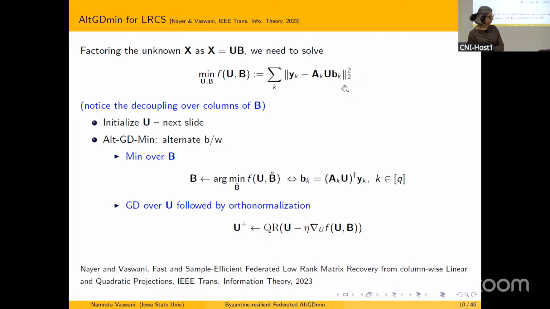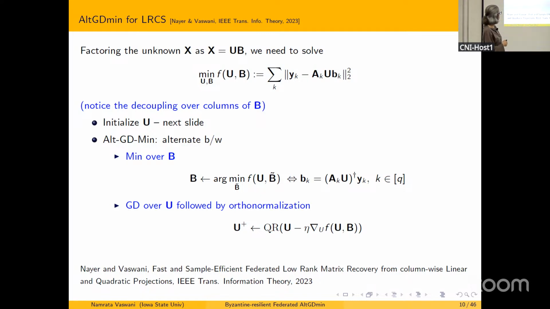So notice from here that you have decoupling over b. So column b_k only appears in the kth term of this summation, whereas U appears in all the terms. So this is the classic example of the asymmetric problem I was talking about. And a most efficient and provably correct solution here is to do the following.